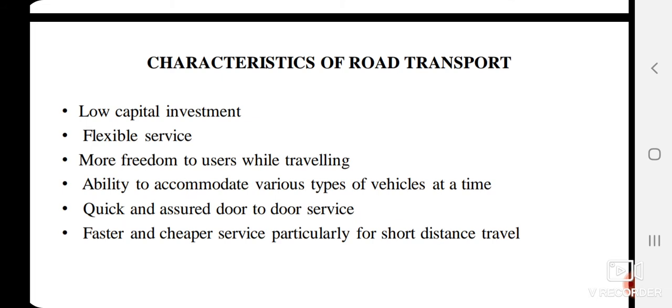Now we are moving to characteristics of road transport. As I had already said, for the construction or designing of roads, construction includes map preparation, reconnaissance surveys, different types of surveys. Before construction of roads, we have to fix the alignment of roads. That we will study in the coming sessions, that is highway alignment. So these activities are very low cost and cheap, with flexible survey and more freedom to users while traveling.